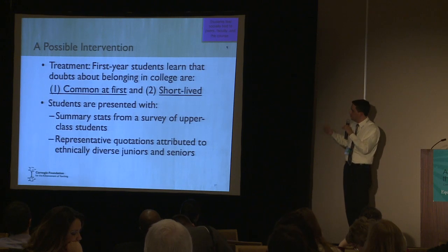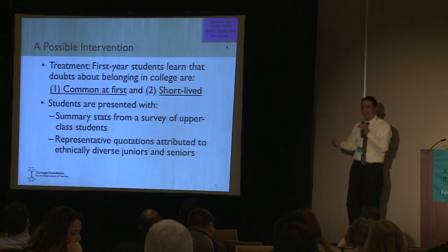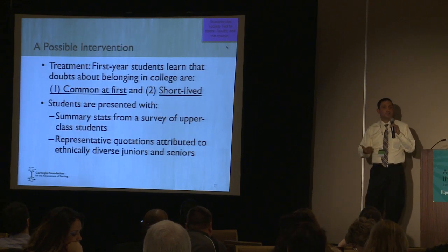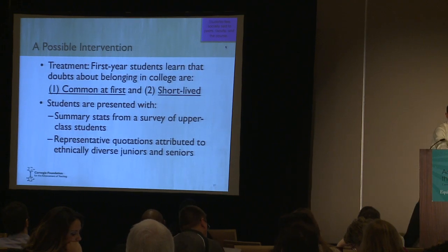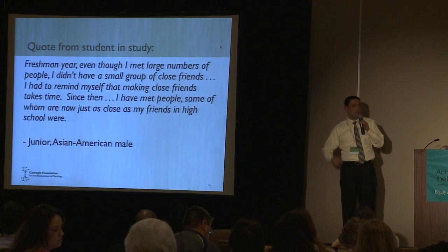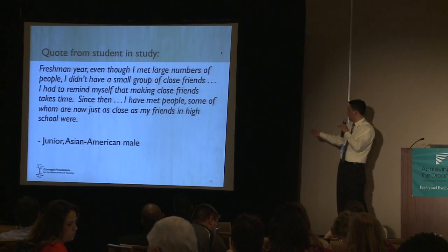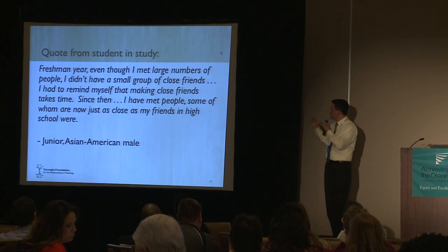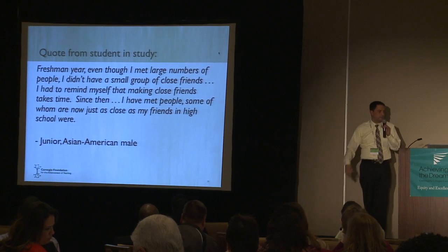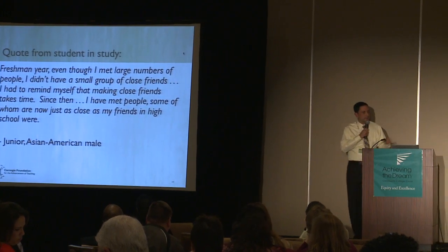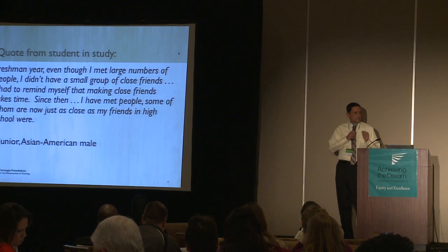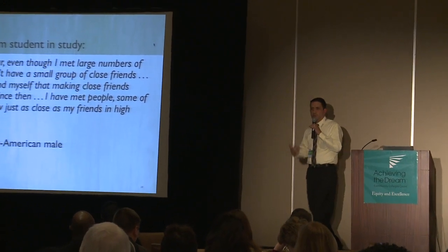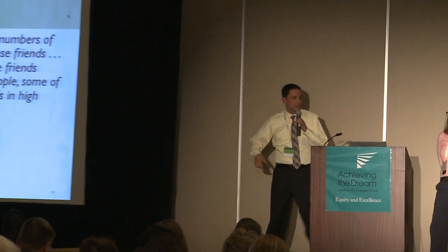Then these treatment group students were presented with summary statistics about a survey of those upper-class students and what their experiences were, and then they were read quotations from those students about their experiences. Here is a sample quotation that the treatment group was read, from an Asian American male who's a junior at this particular college. He said, freshman year, even though I met large numbers of people, I didn't have a group of close friends. I had to remind myself that making close friends takes time. Since then, I have met people, some of whom are now just as close as my friends in high school were. So the treatment group is getting that message. And here were the results.